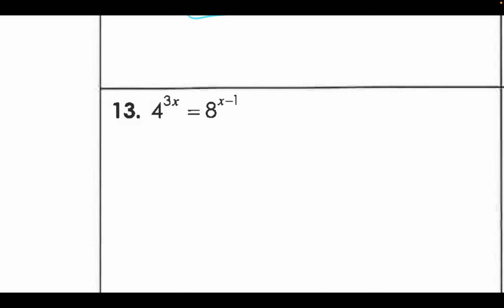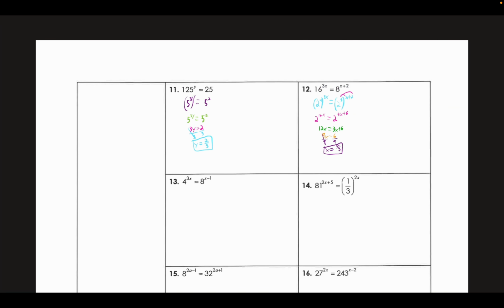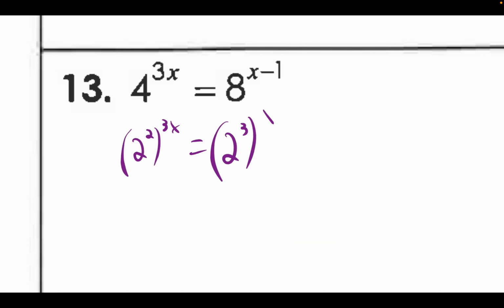On 13, again, we have to change both bases because 4 to no integer power is 8 and 8 to no integer power is 4, but they're both 2 to a certain power. So 2 to the power of 2 is 4, and that's to the power of 3x. 2 to the power of 3 is 8, and that's to the power of x minus 1. On the left, we multiply those exponents and get 2 to the power of 6x. On the right, we multiply the 3 to both the x and the 1, and we get 2 to the power of 3x minus 3.